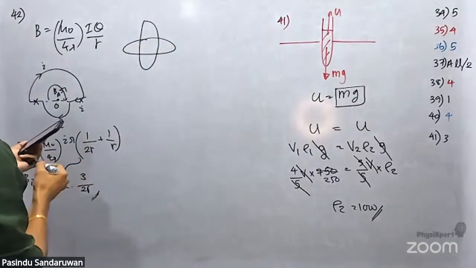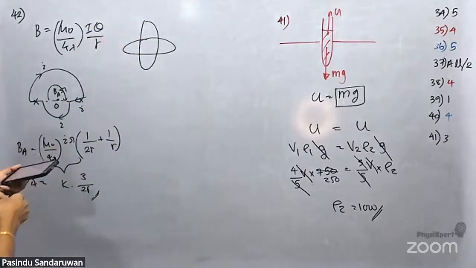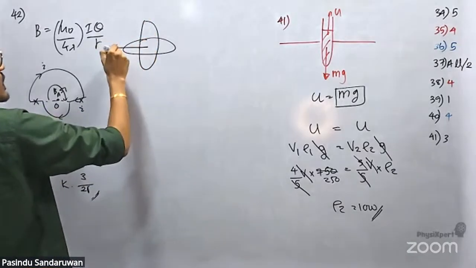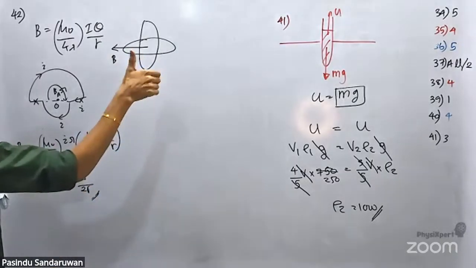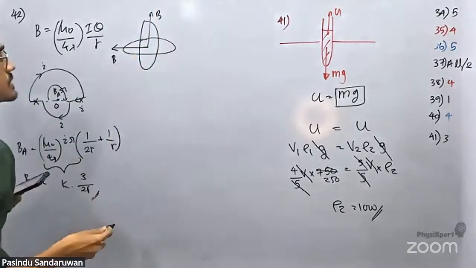And on this string, current flows like this. So the direction of magnetic flux on the vertical one is this, and on the horizontal one it flows like this, direction is upwards. So there are two perpendicular directions, B and B, right?